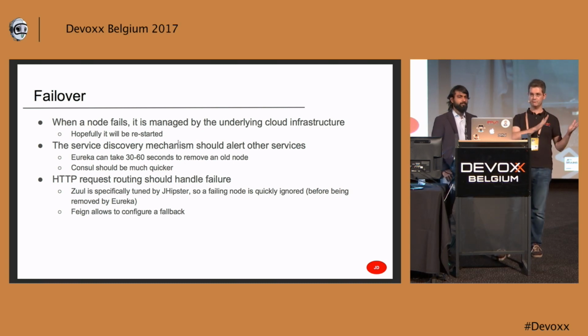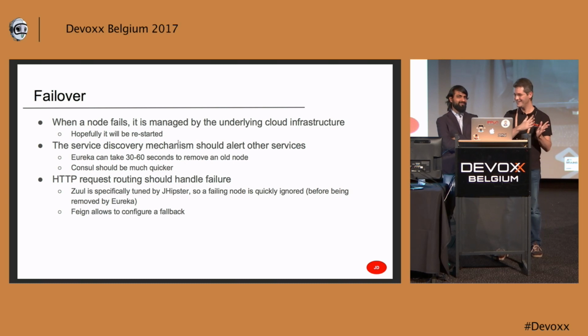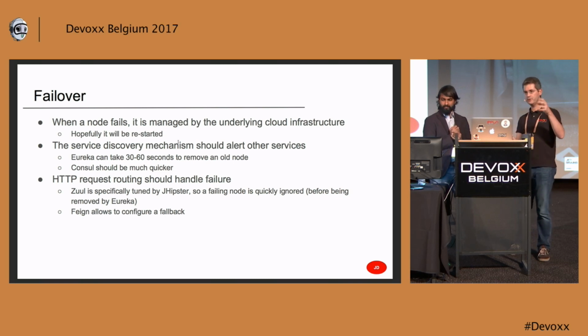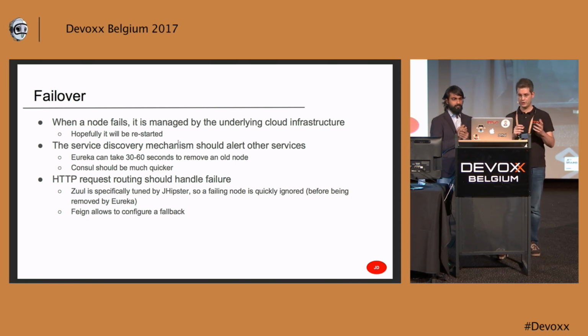Failover: we just talked about scaling, but before doing the demo, of course you scale, but you also scale down. You have failover sometimes. When a node fails, it is managed by your underlying cloud infrastructure. So if you've got Kubernetes, it's going to pop up a new node and handle it. The service discovery mechanism should alert the other services and handle all the failures.